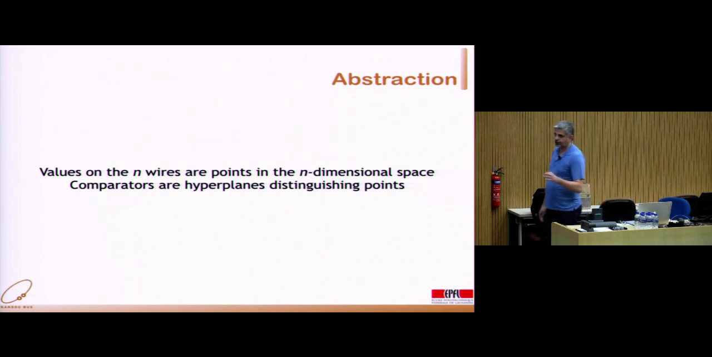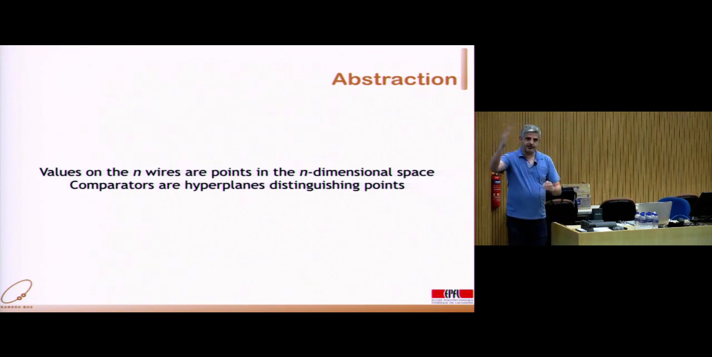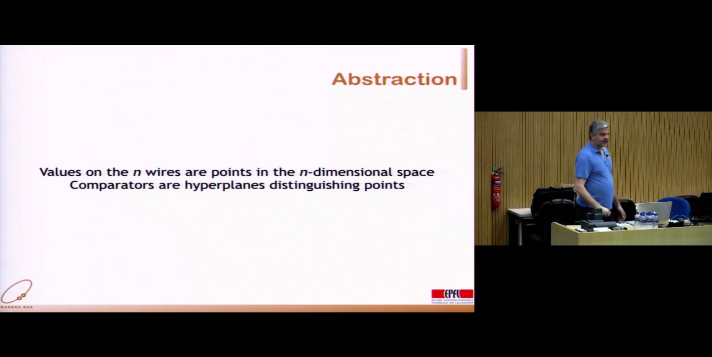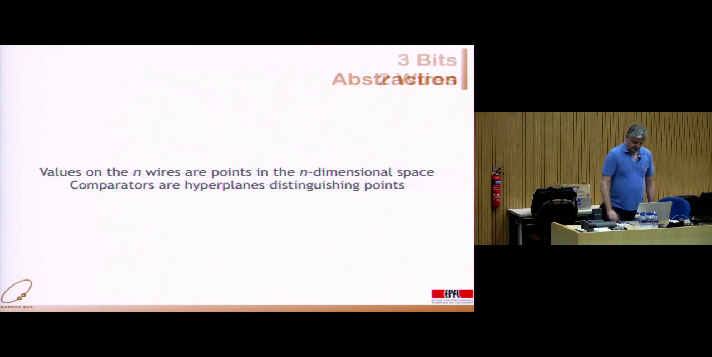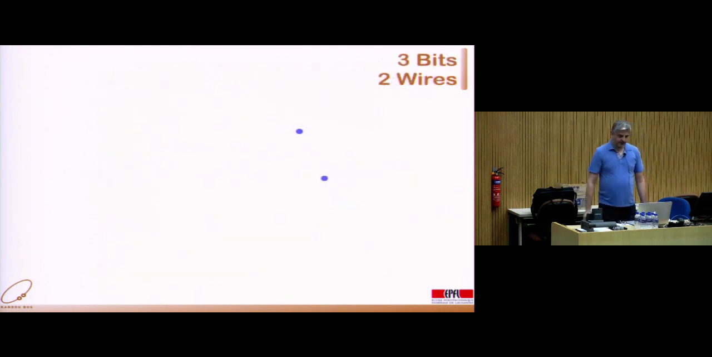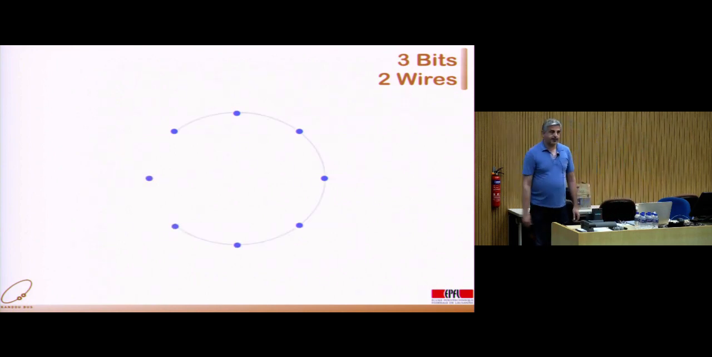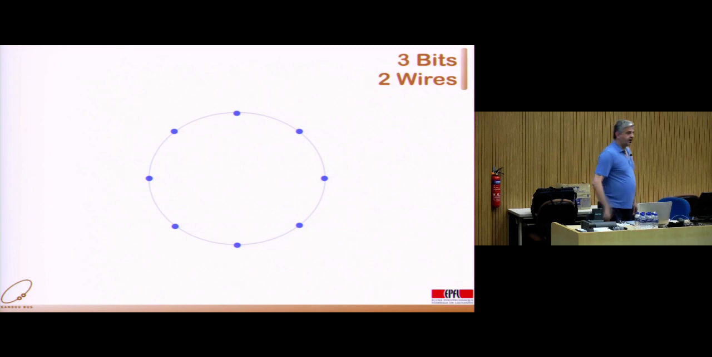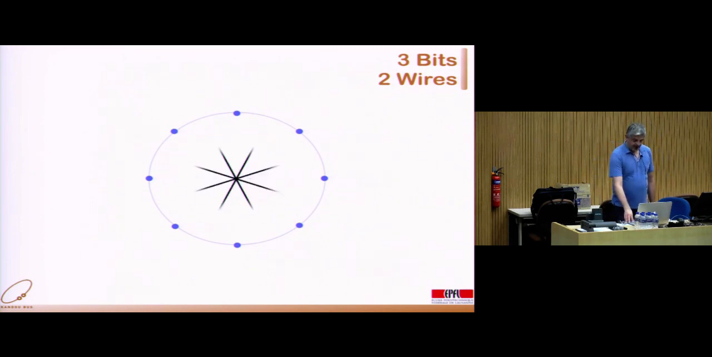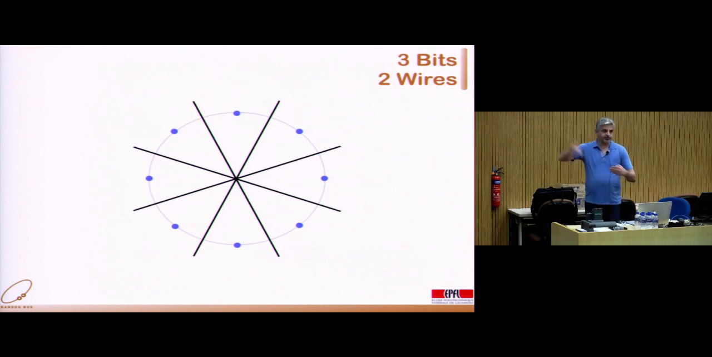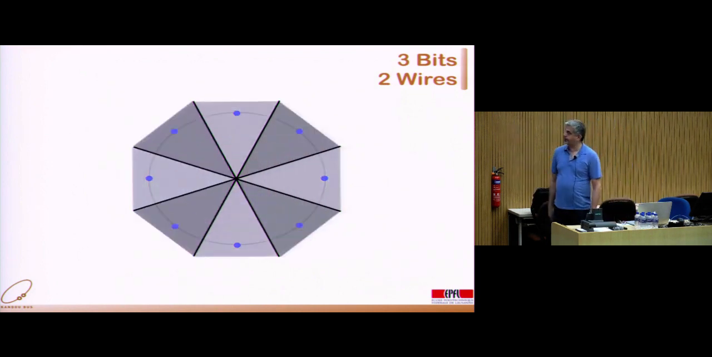You need to make sure that when you look at this hyperplane arrangement, so each hyperplane is central, goes through 0, it gives you an arrangement where every chamber of this arrangement has at most one code word in it. So here is one example. You want to send 2 bits on 3 wires. You could, for example, have 8 points on a regular octagon. And the distinguishers are just the lines that go between these points.